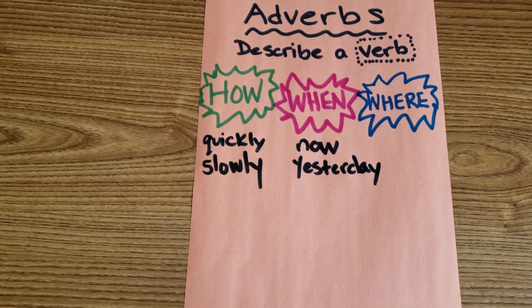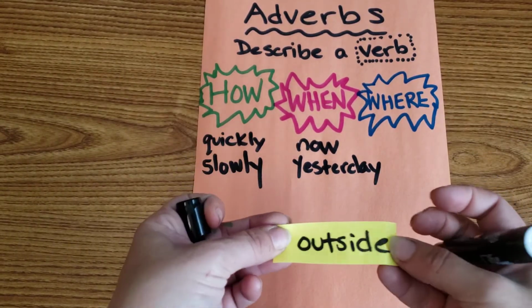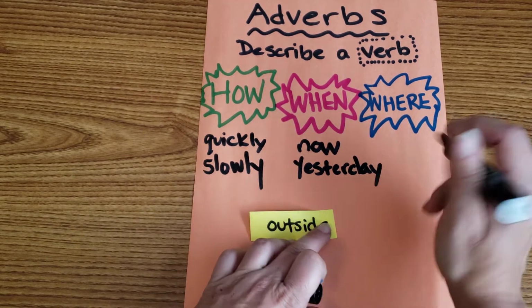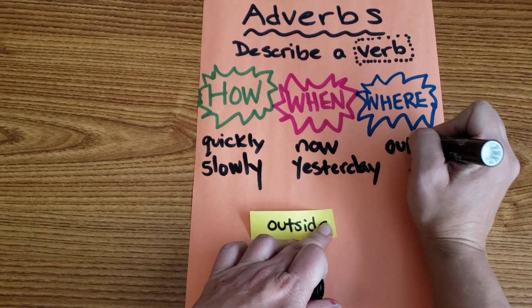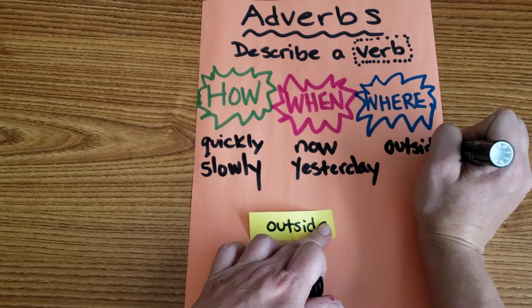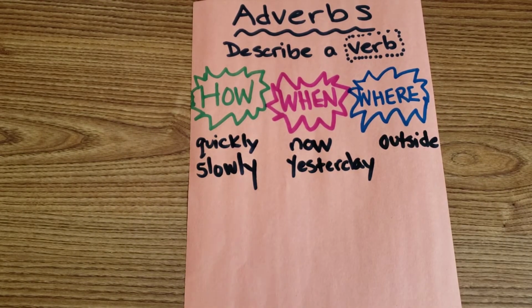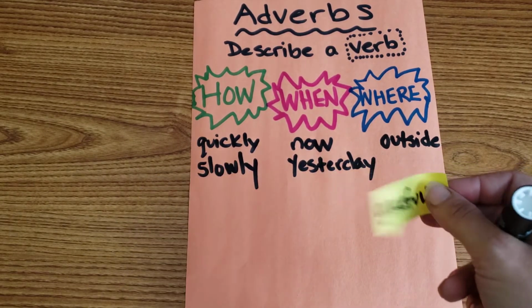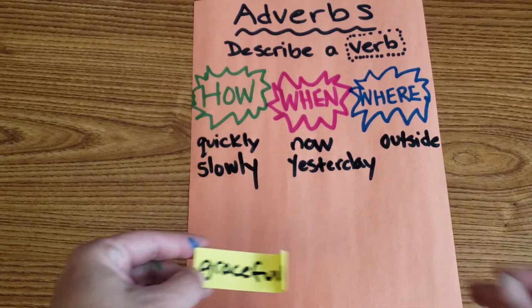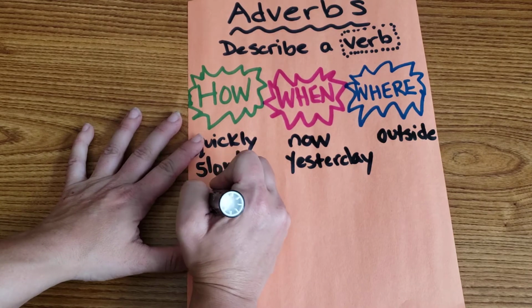All right, what about the word outside? Outside is also an adverb. There's our first one that tells us where, right? Where did they do it? They did it outside, right? Okay, and then we have gracefully. Gracefully. That tells us how they did something.